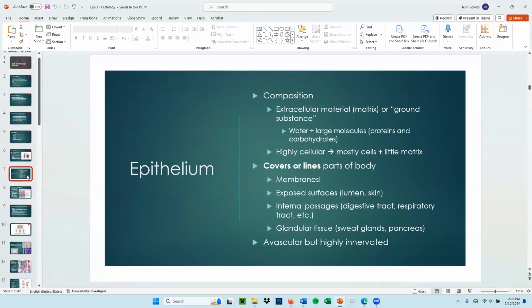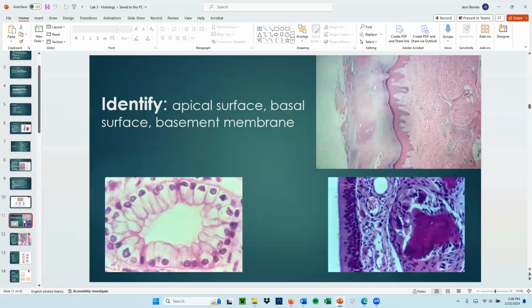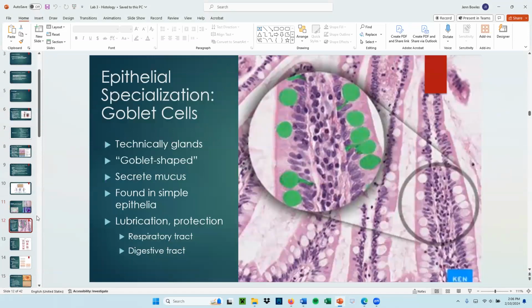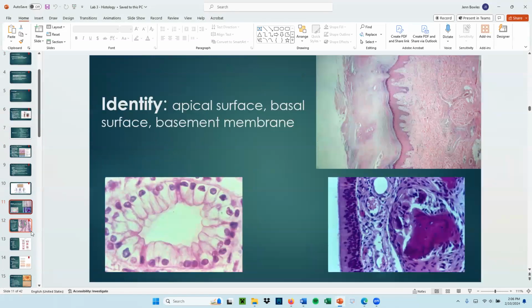So let's start with epithelium versus connective tissue. Probably the main thing to know here is that our epithelium is mostly cellular. We're mostly dealing with cells and just a little bit of matrix, whereas our connective tissue is mostly matrix. We'll see a lot of collagen fibers and other proteins, but you're not going to see a lot of cells. That is one of your first clues you can use when you're trying to identify epithelium versus connective tissue under a microscope. And we'll see that applies to every single type of epithelium we've talked about, stratified versus simple, all that good stuff.